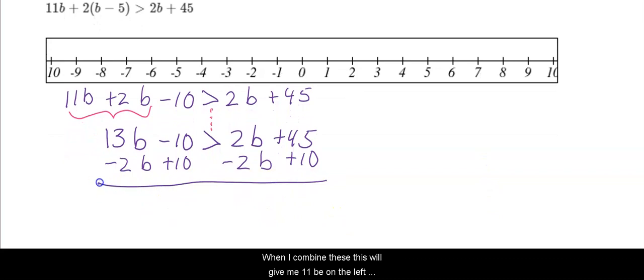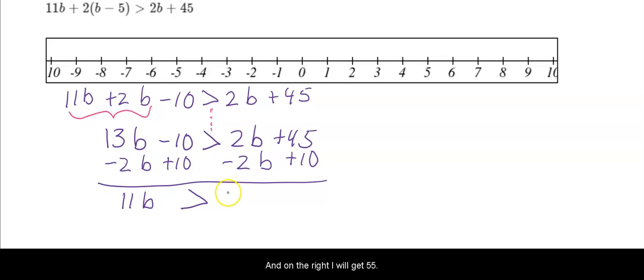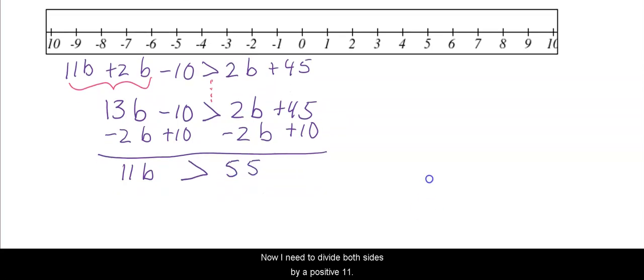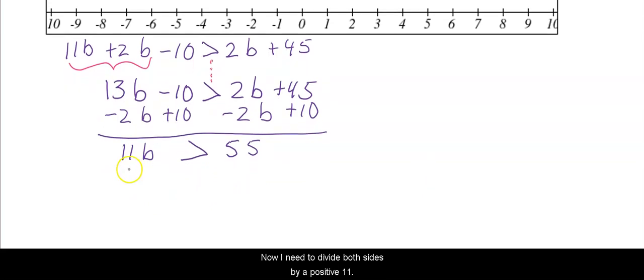When I combine these, this will give me 11b on the left. The symbol is not reversed because I was only adding or subtracting. And on the right, I will get 55. Now I need to divide both sides by a positive 11. Dividing by a positive number does not cause the symbol to reverse.